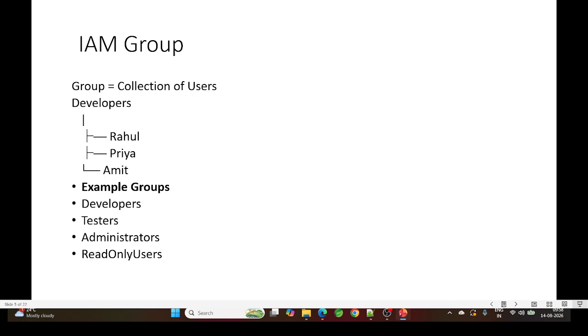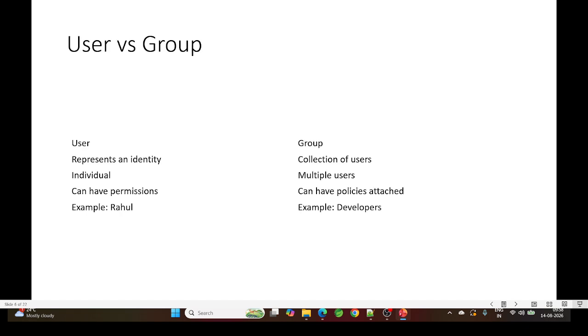An IAM group is a collection of IAM users. Suppose we have 20 developers. Instead of attaching the same policies individually to every user, we can put the users into a developers group and attach the appropriate policies to that group. This makes permission management easier.